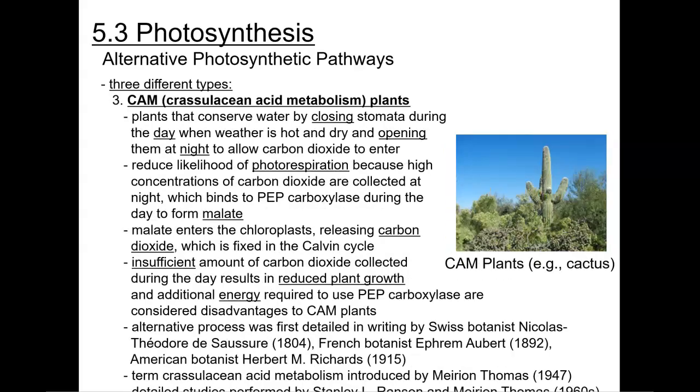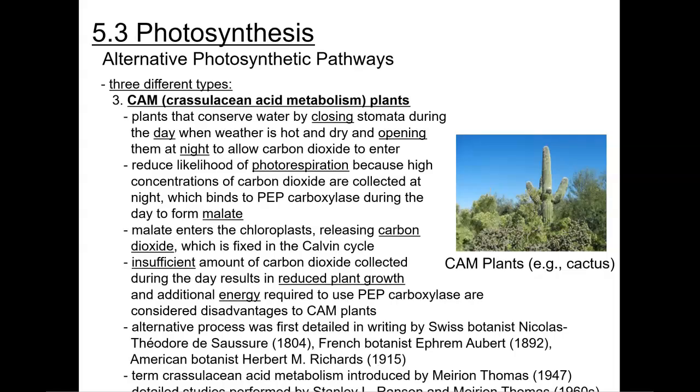Now going to our last one, which is going to be our CAM photosynthesis, or our CAM plants. These plants need to be able to conserve as much water as possible, and of course they do this by closing their stomata during the day when the weather's really hot and really dry, and opening them at night, allowing carbon dioxide to enter and the oxygen to leave. It's going to reduce the likelihood of photorespiration because the high concentrations of carbon dioxide are going to be collected at night, which is then going to bind to that PEP carboxylase enzyme, and during the day it forms malate. So that malate is going to enter the chloroplast. It releases the carbon dioxide when it does this, and that's going to be fixed through the Calvin cycle.